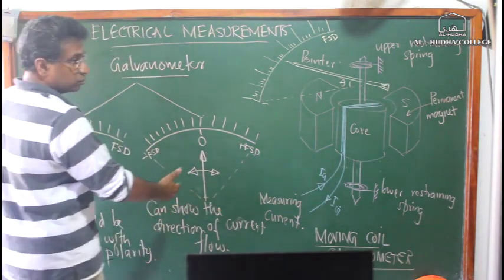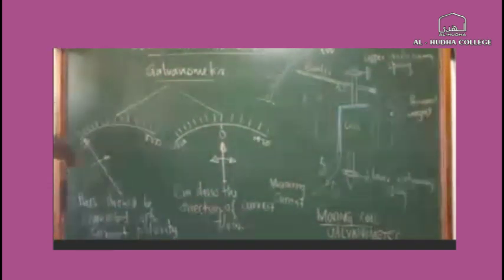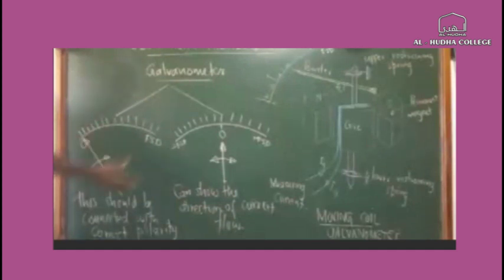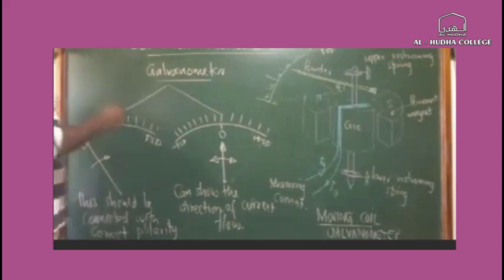So you don't have to worry about the polarity when you connect a center 0 galvanometer. But if your 0 is on one end, right, this can measure current in only one direction. So when you connect the galvanometer, you should be mindful about the polarity, right? So check the polarity before connecting the galvanometer, right? And the other important parameter is the full scale deflection.